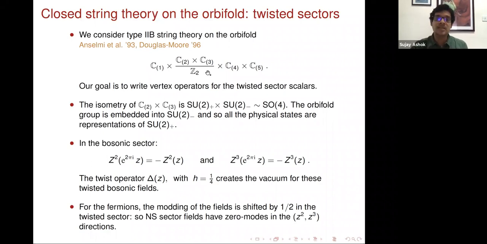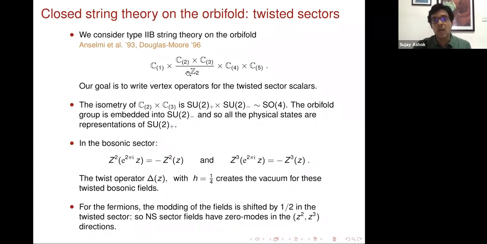Okay, so let's focus on a Z2 orbifold of this ALE space. Our first goal is just to recall the vertex operators for the twist sector scalars, and all of what I'm going to do in the next 5 minutes is mentioned in half a page of Douglas and Moore. So if you want, you can look at that, but I'll take some time to go through this.